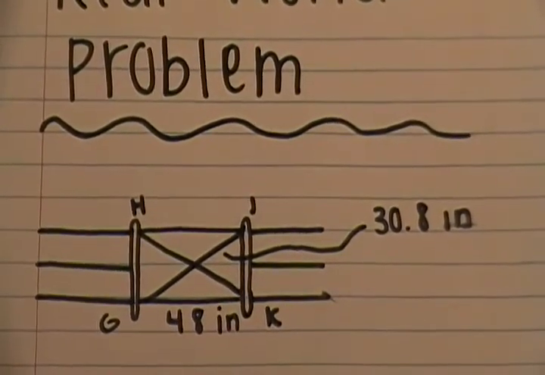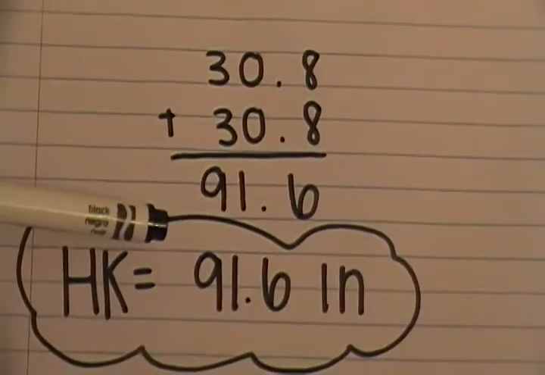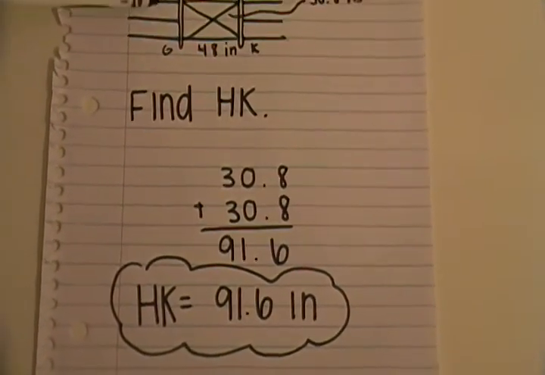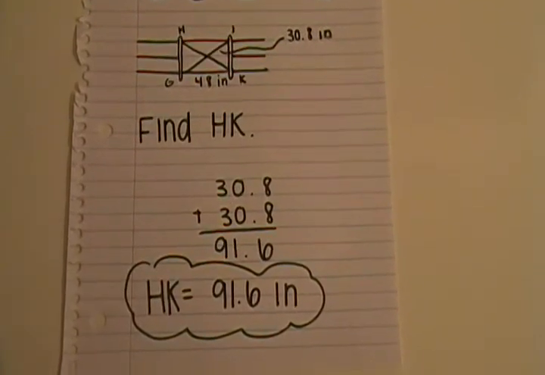So we're going to do 30.8 plus 30.8, which equals 91.7, which is this one, but since diagonals are congruent, it'll be the same as HK, so HK equals 91.6 inches.